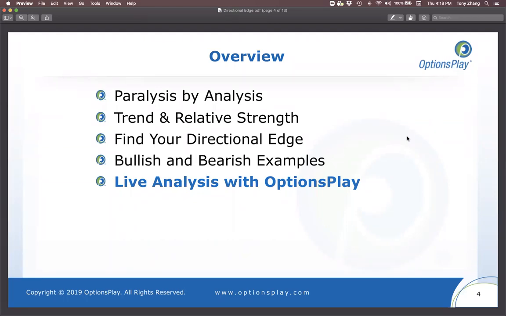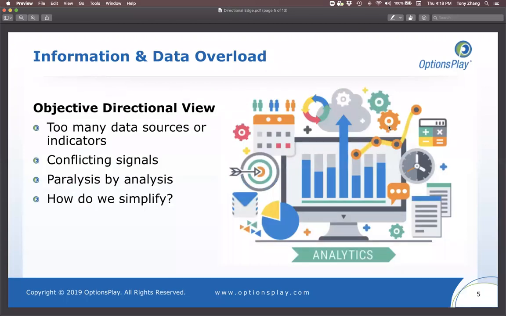And then once you understand that, we're going to go through as many bullish and bearish examples as possible to help you understand, number one, how to utilize our platform and how to use the visual guides that are available to you on OptionsPlay to quickly decipher any stock or ETF into a directional view. At the end, we'll do a live analysis with OptionsPlay. I will ask for some symbols from you guys in the audience, just to show you how easy it is to use our platform to gain that directional view. So let's go ahead and get started.